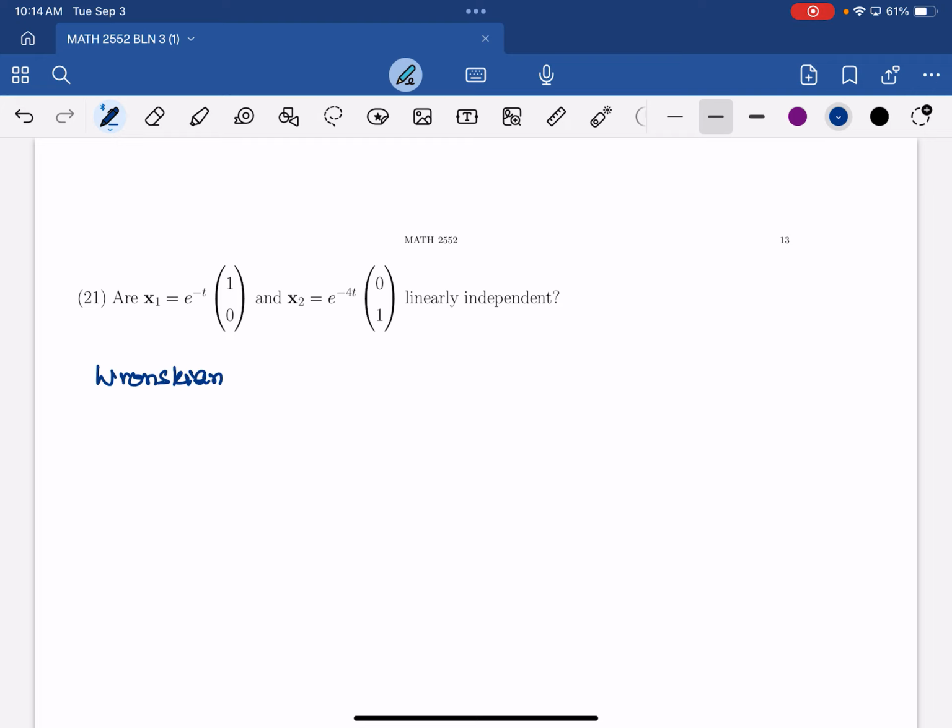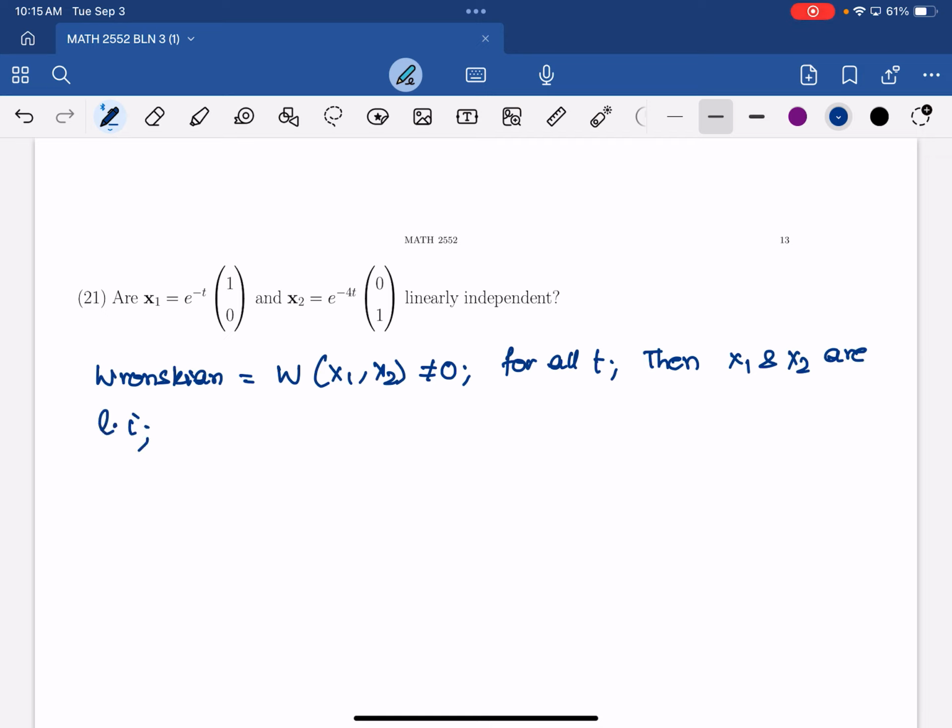I think it is the name of a mathematician, Wronskian. If I'm fairly right, it is. If the Wronskian of x1 and x2 is not equal to 0 for all t, then you can say that x1 and x2 are linearly independent.